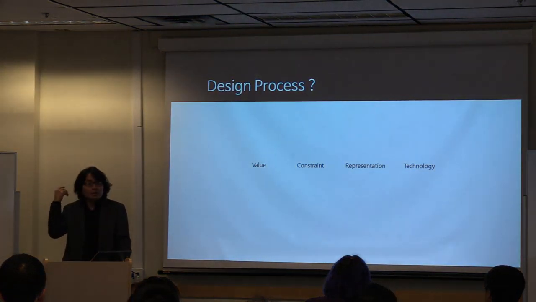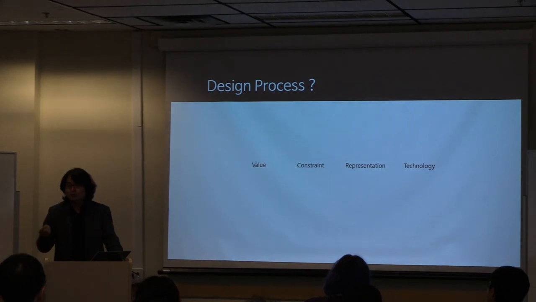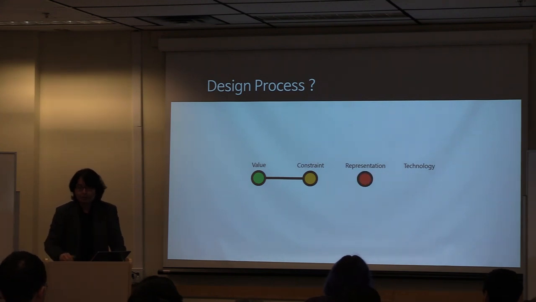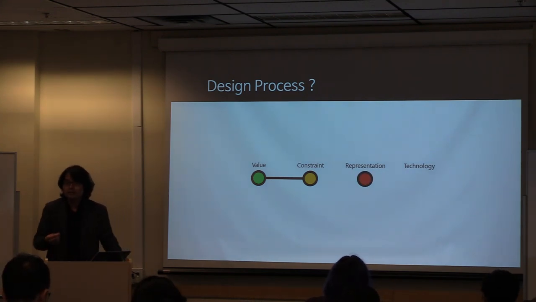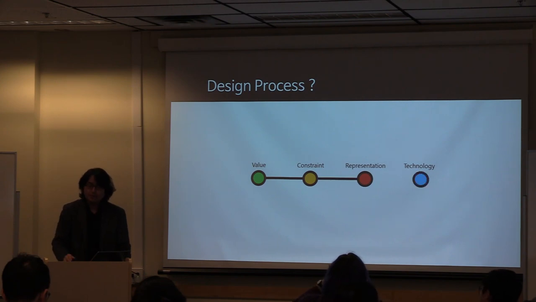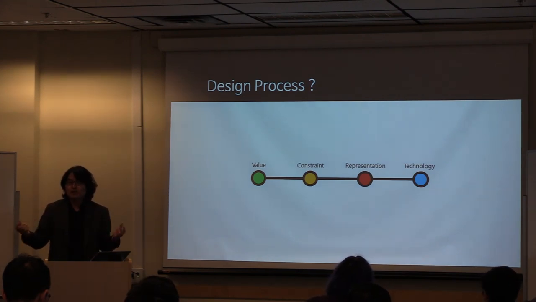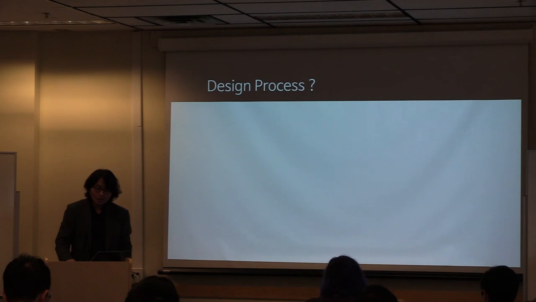But this is really related to what we build in new technology. Sometimes we come up with a very people-centered value, and then consider the market constraints and people's constraints and connect them together. And then come up with a representation as an idea, a prototype, and then see whether that is feasible to build. So this is probably how we can describe the design process.